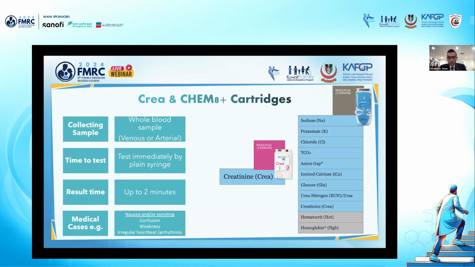Second category, chemistry. We have the Crea cartridge and Chem8. Crea is just for the creatinine test, and Chem8 is for electrolytes, as you see in the table, plus total CO2 and hematology, hematocrit and hemoglobin. It's the same as CG4 and CG8: collecting sample, whole blood sample, venous or arterial, test immediately by plain syringe, non-heparinized sample. Result time up to 2 minutes, including electrical calibration and chemical calibration. Medical case examples: confusion, weakness, vomiting, arrhythmia, in which you can use it.